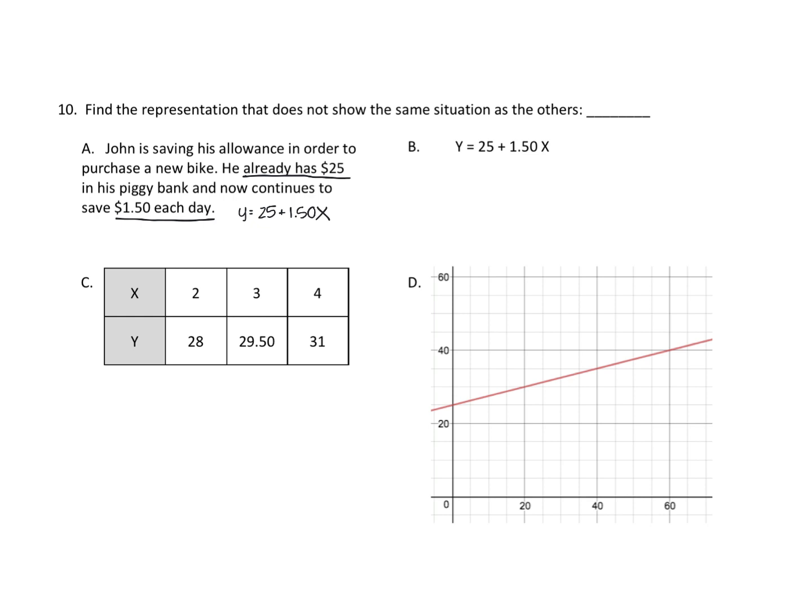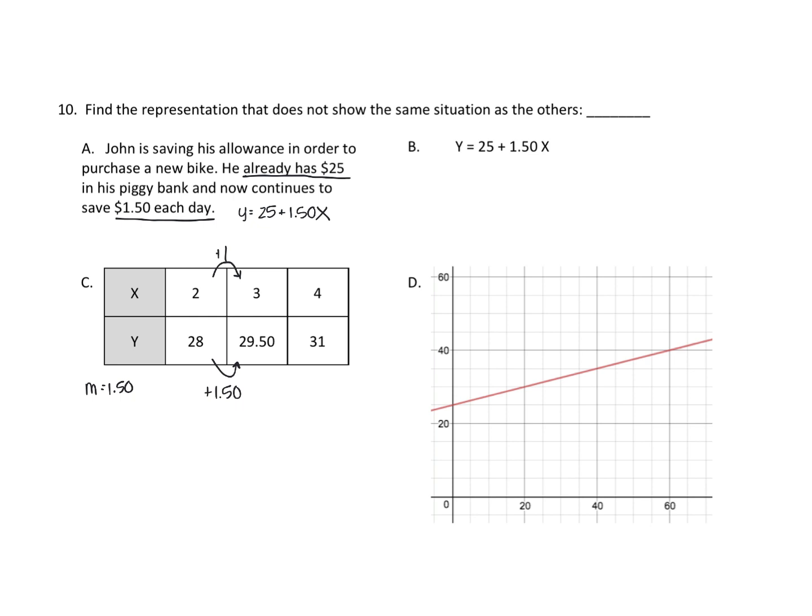This situation matches with answer choice B exactly. Those are the same equation. So now we're looking to see if C or D doesn't match. To do this, we can check our table by finding our rise over run. So let's go ahead and do that. To get from 28 to 29.50, we would add $1.50, and our slope here would be 1.50.